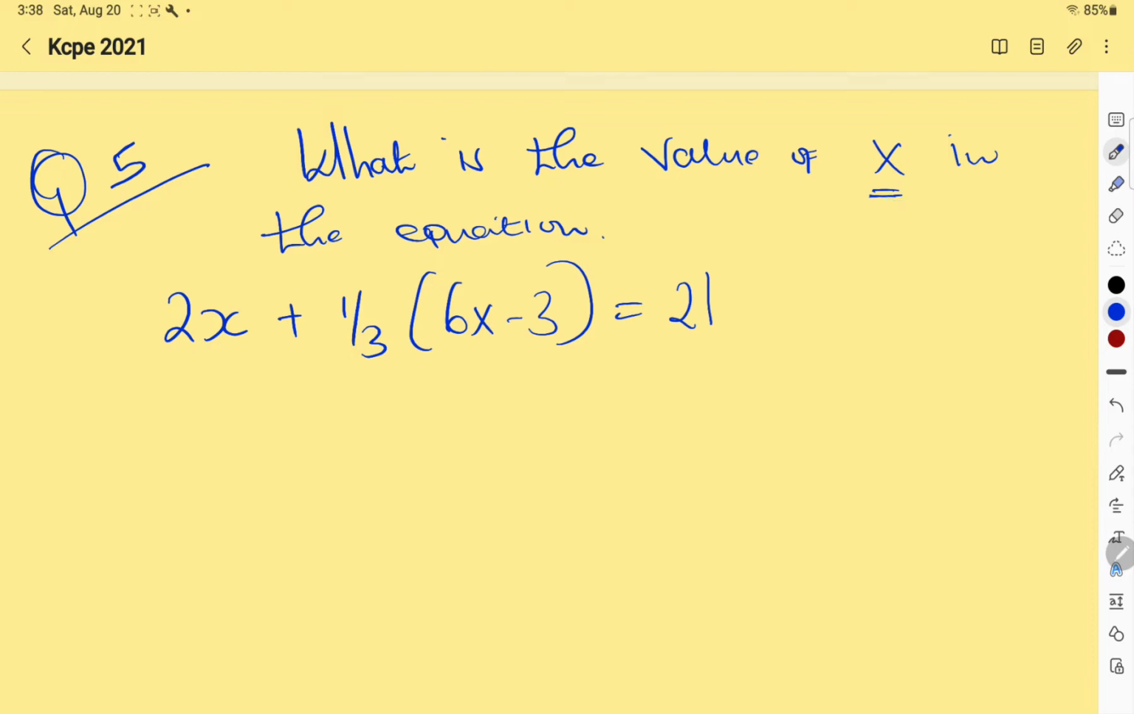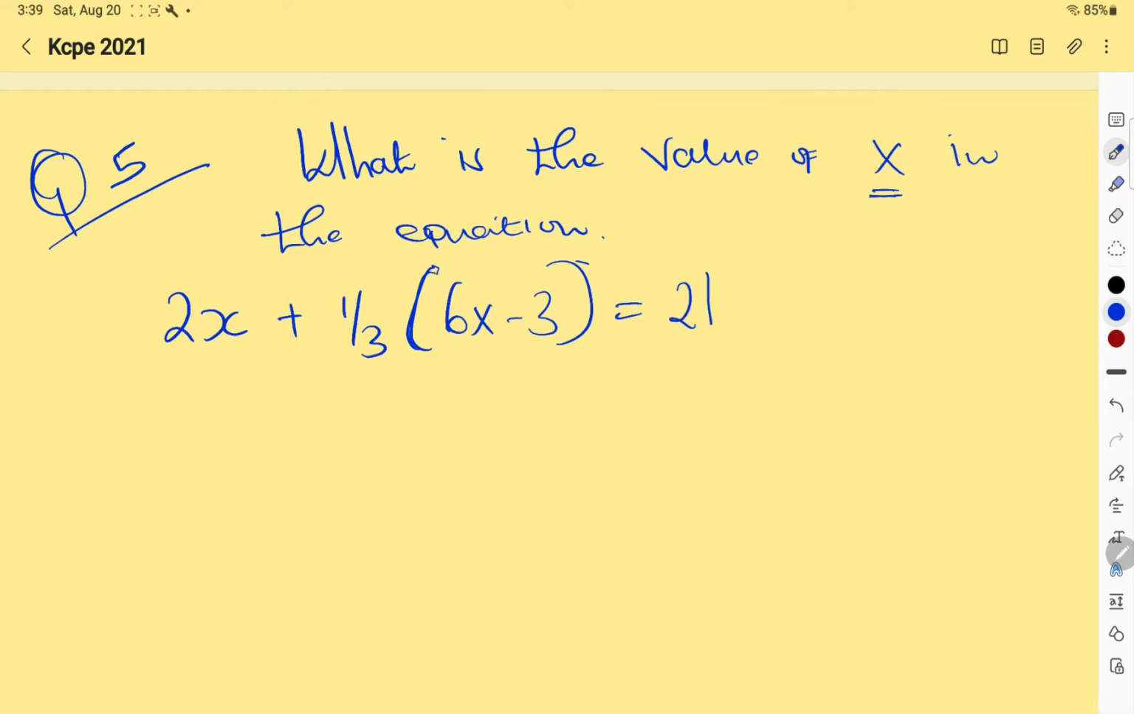So we have 2x plus a third into brackets 6x minus 3 is equal to 21. Now, the first step is to open these brackets. If you have watched question number 4, we say that you open the brackets by multiplying what is inside the brackets by what is outside the brackets.